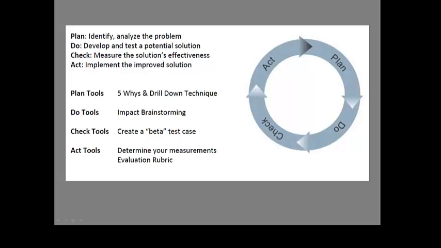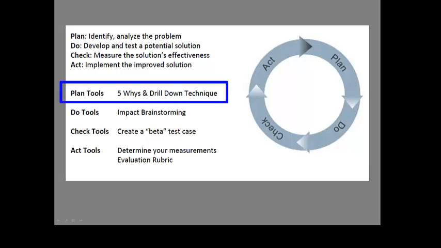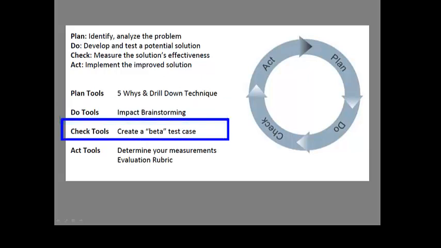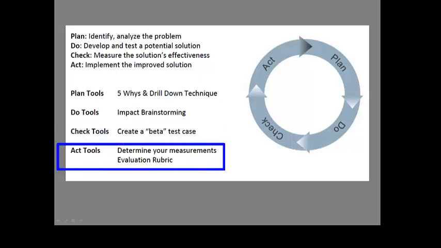The second and a more popular pattern for problem solving is plan, do, check, act. And in each of these processes, for the plan, there are some tools, 5 whys and drill down, because I need to know exactly what the problem is. The do tools are some brainstorming. The check tools will be just to create some samples. The act tools are some development of evaluation rubrics.